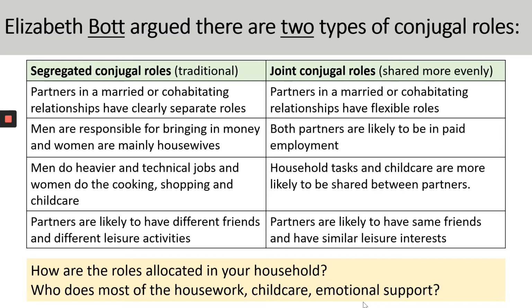On the other hand, joint conjugal roles are where partners are more flexible in the roles that they have. So both partners are likely to be in paid employment, and household tasks are also likely to be shared between the pair. Partners are also likely to have the same friends and similar leisure interests, so they spend a lot of time together. Their friendship circles are interlinked.